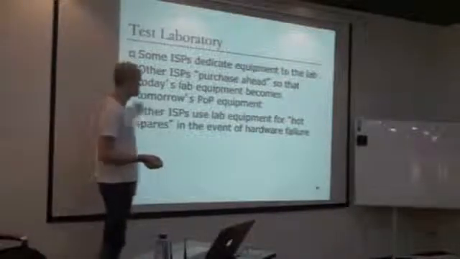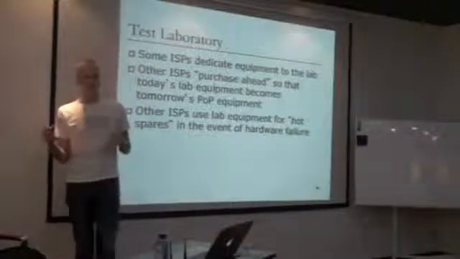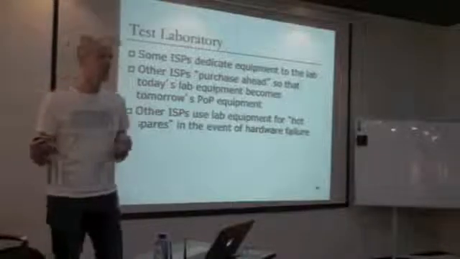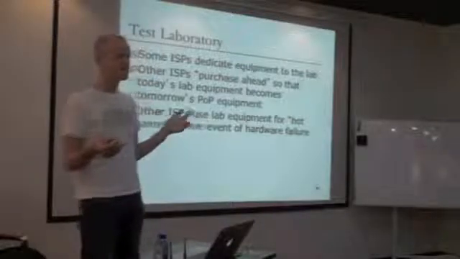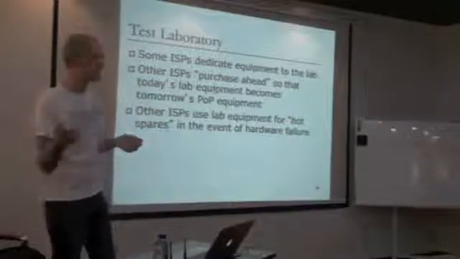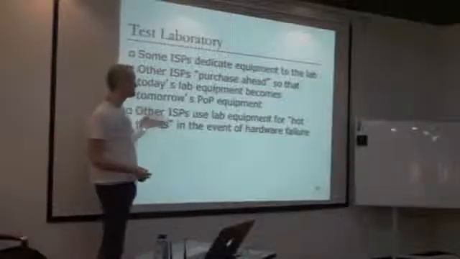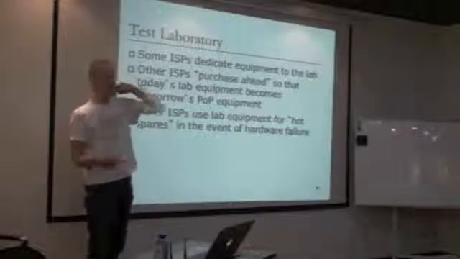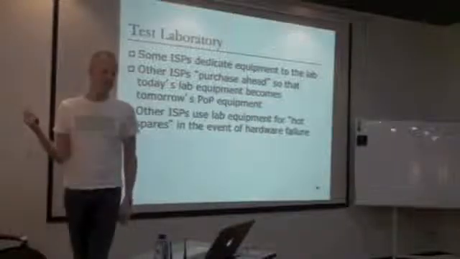Other ISPs use lab equipment as hot spares. So rather than buying a 24/7 break-fix contract from the vendor, they just buy a break-fix. So if things break, you send it back to factory and get it fixed. They buy extra equipment and they leave it running in the lab. If something breaks in the network, they take equipment out of the lab, it goes into the network, and they send the other part back for repair.